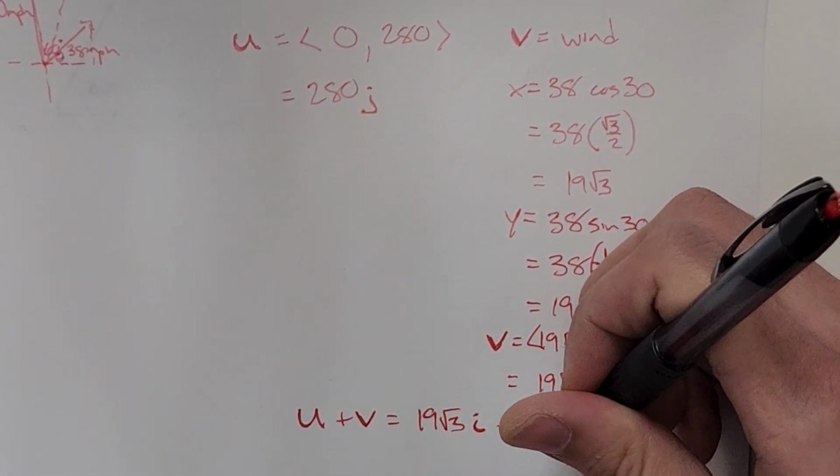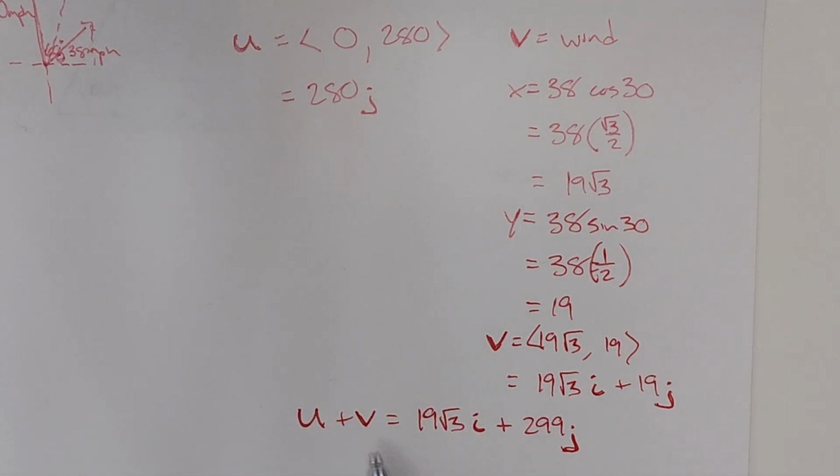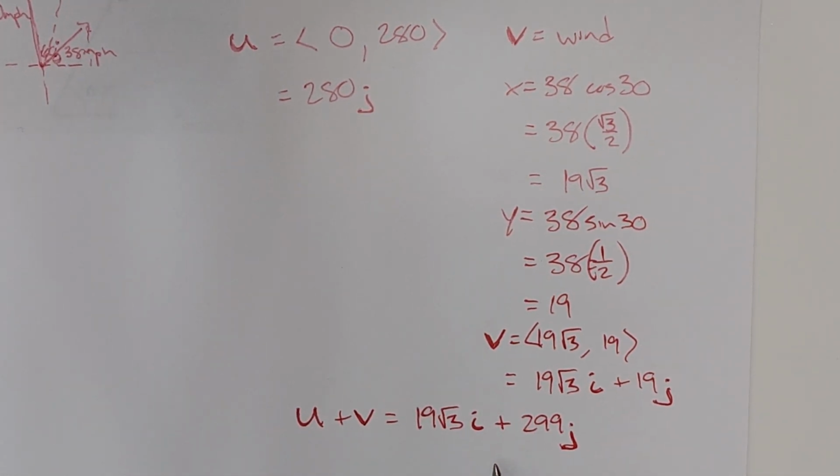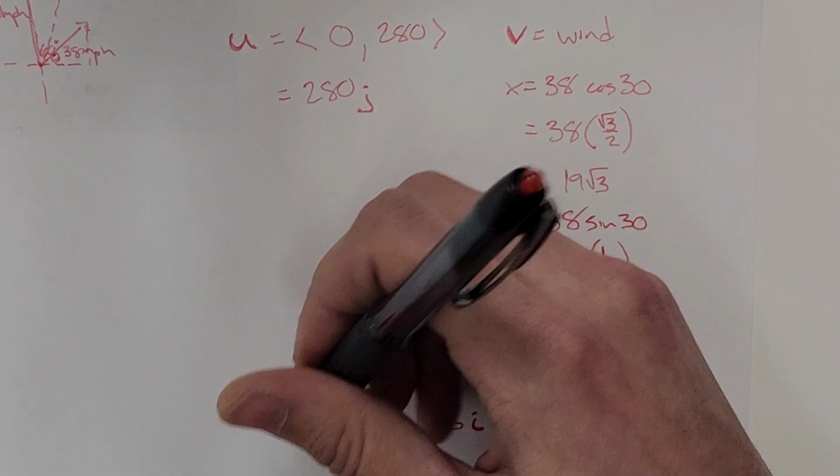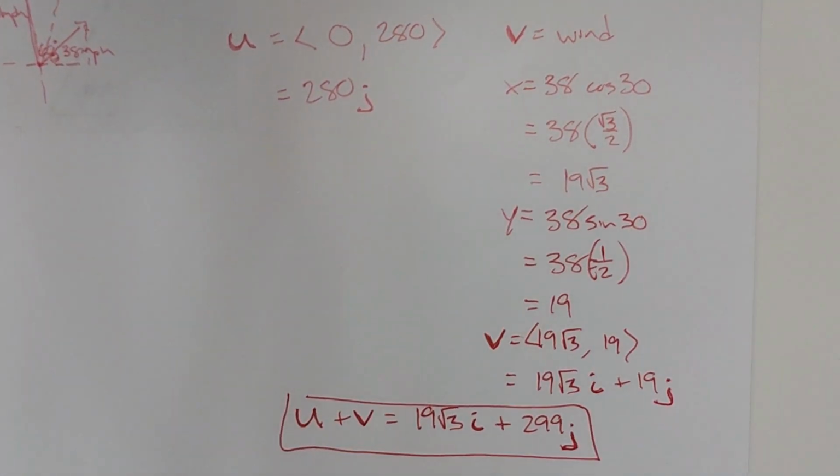And so the answer to part A, the true velocity of the plane, again, velocity is a vector, is this vector here, 19 root 3 i plus 299 j, where i and j are the unit vectors. You could also write this in component form, 19 root 3, comma 299. So let's go ahead and circle this answer for part A.